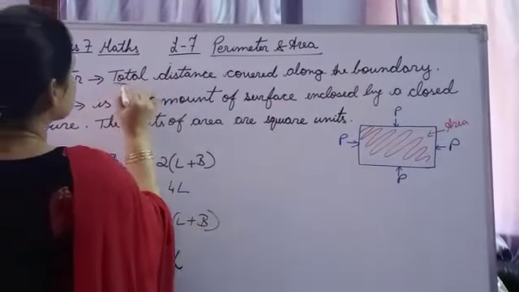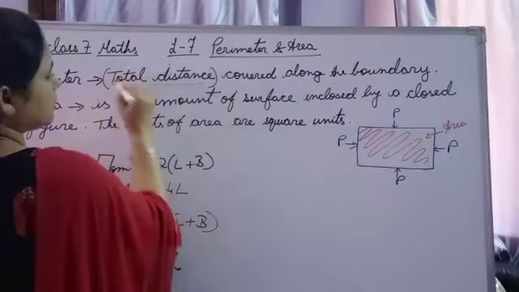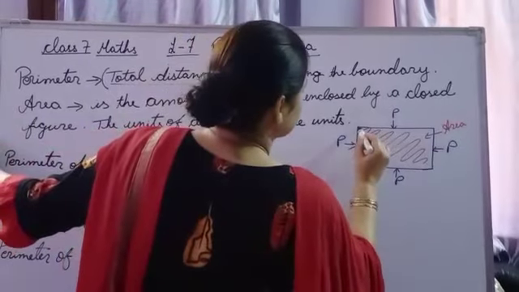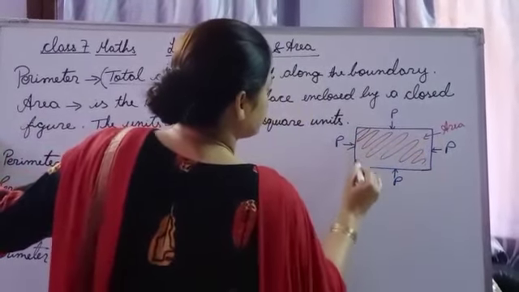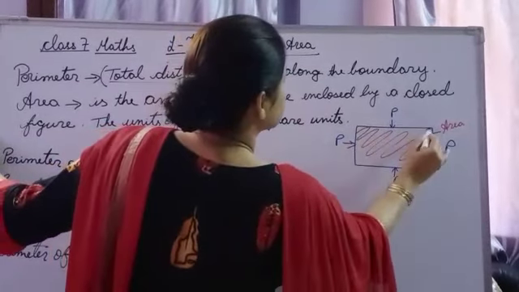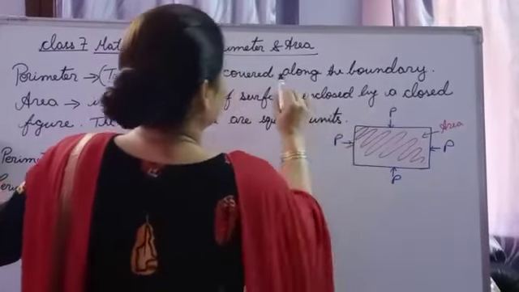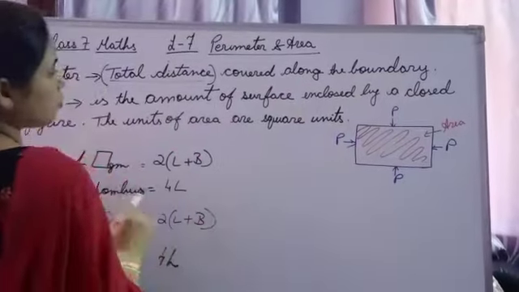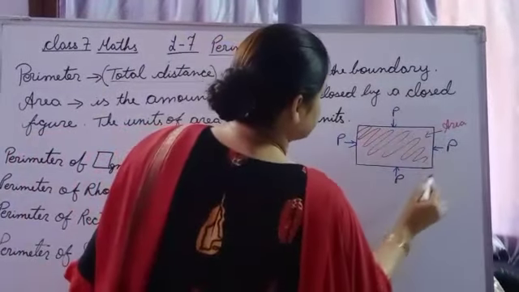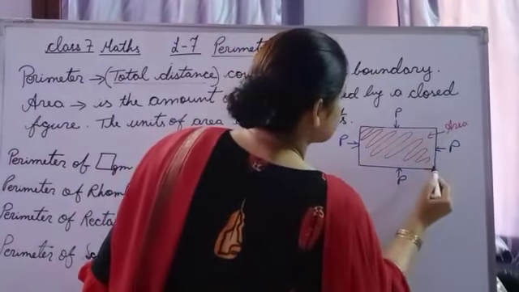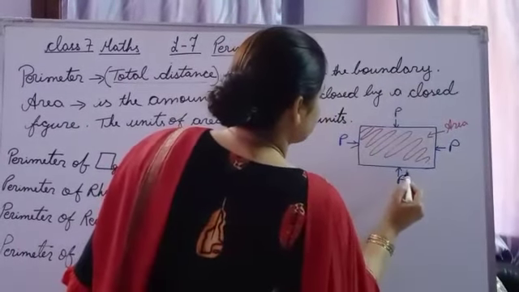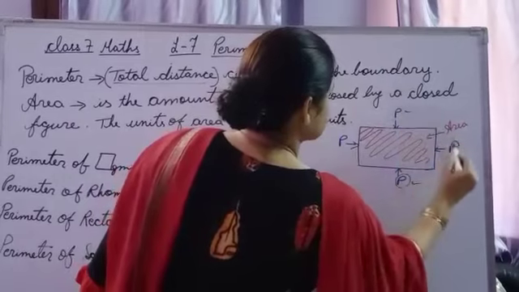So, what do I notice here? Total distance. That means this blue line is the boundary, and the total distance covered along the boundary is called the perimeter. When we calculate this total distance along the boundary, this is called the perimeter.